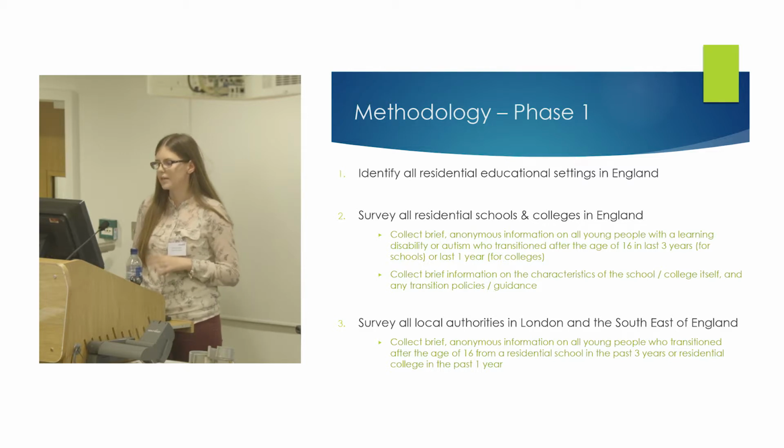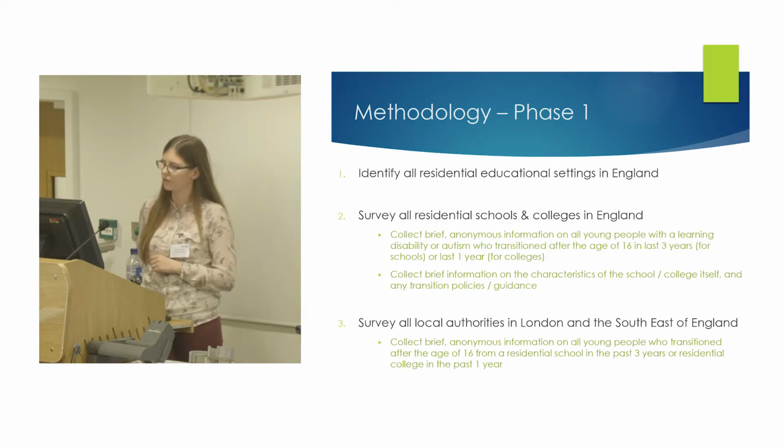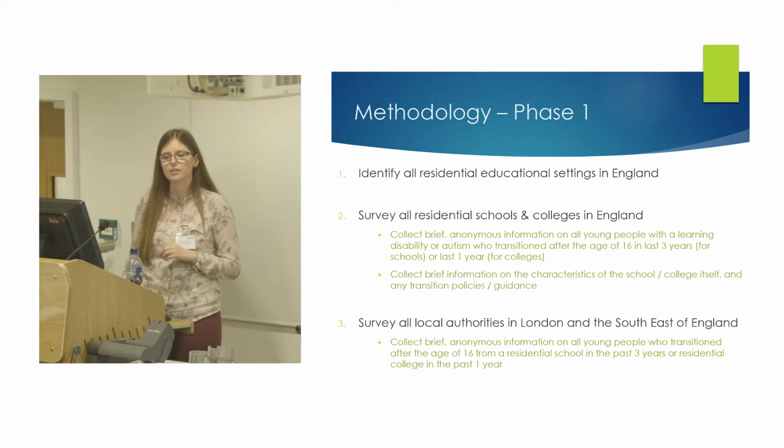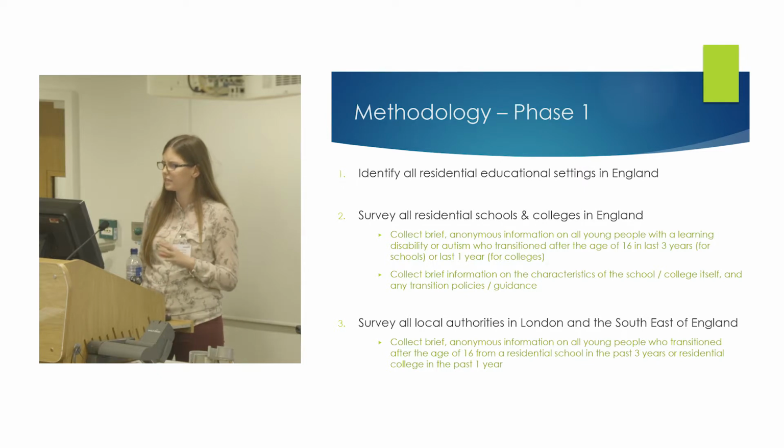And we also want to collect brief information about the characteristics of the school and the college itself. So the types of young people they support, the provision they offer, the costs of their provision, those types of things, and also any transition policies or guidance that they've got. We also want to undertake a similar process with local authorities. So in London and the south east of England, we're asking them to also complete brief questionnaires about the young people who have transitioned from their area.